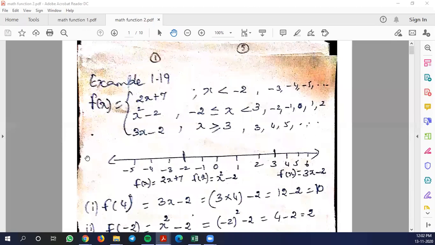Welcome children. Today we are going to see example 1.19, that is in page number 24. So this is an important 5-mark sum for your public exam.